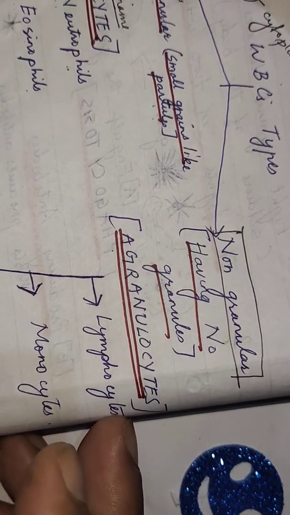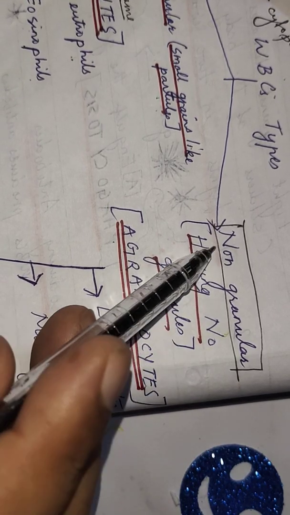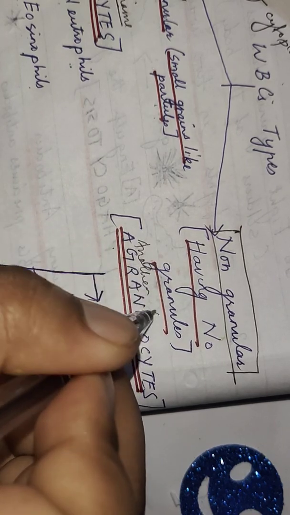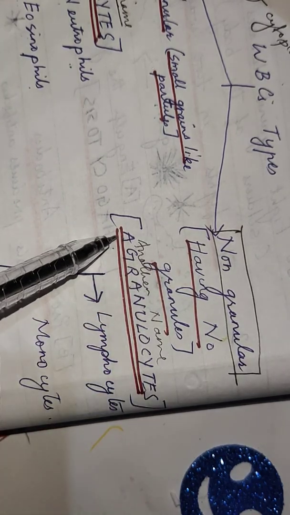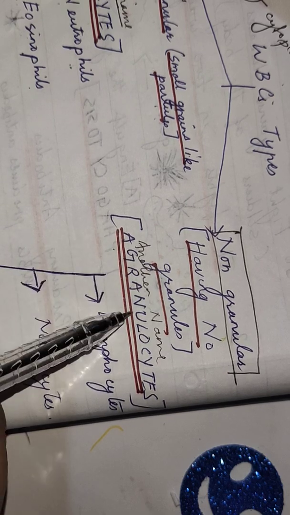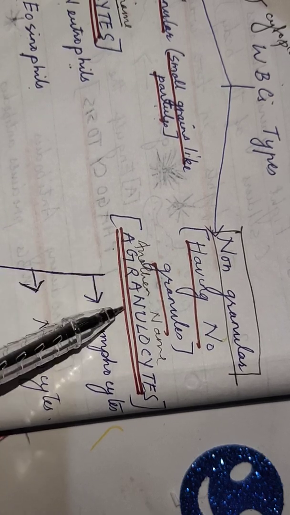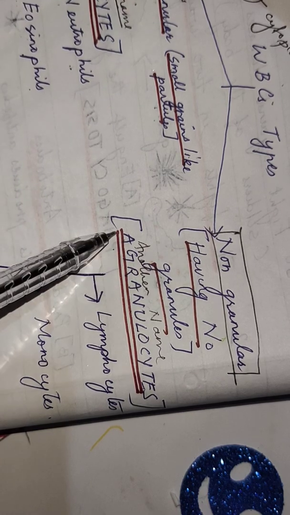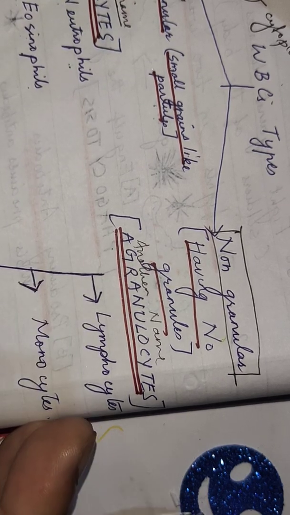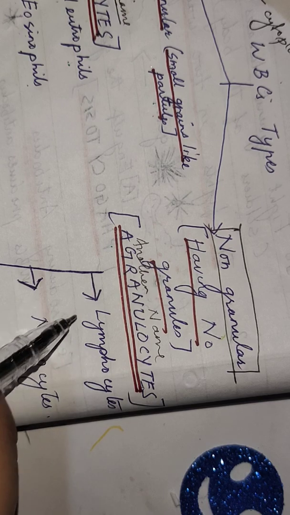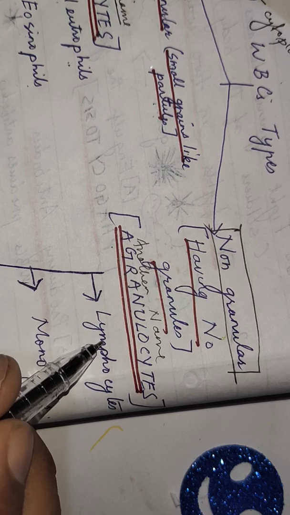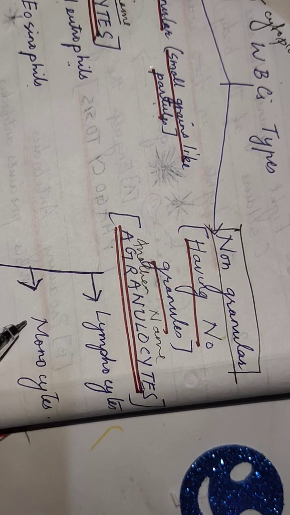Next, non-granular means having no granules. So non-granular has another name, that another name is agranulocytes. We have granulocytes, agranulocytes, and there are two types, that is lymphocytes and monocytes.